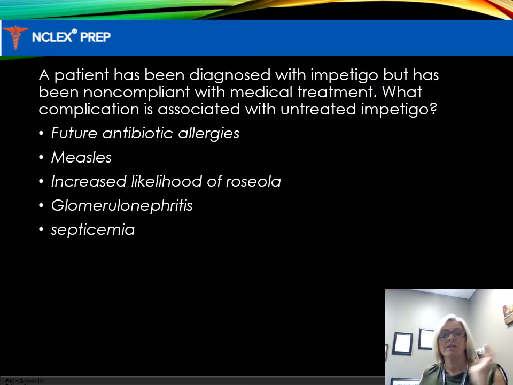All right, so next NCLEX practice question. A patient has been diagnosed with impetigo but has been non-compliant with medical treatment. What future association or complication is associated with untreated impetigo? Hopefully you remember that that is D, glomerulonephritis. And again, that's very rare. You can also get strep throat or scarlet fever. And this actually results from the immune system fighting off the group A strep.